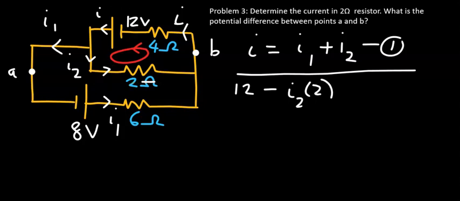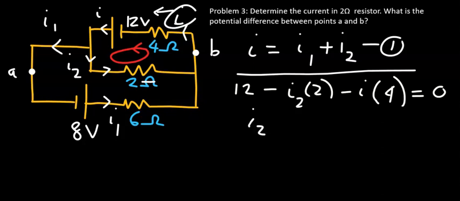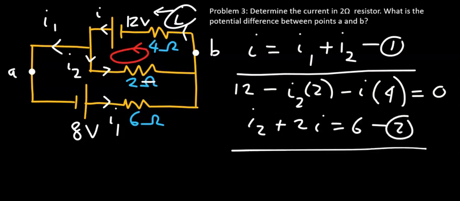And finally, as you close the loop, you will have to go through the 4 ohm resistor in the same direction as the direction of the current I, and that will give you another negative term for the potential difference, I times 4. And that's it, only 3 terms, and they all should sum to 0. That's the loop rule. Now let's rewrite this equation, and that's going to be I2 plus 2I equals 6. So that's equation 2.